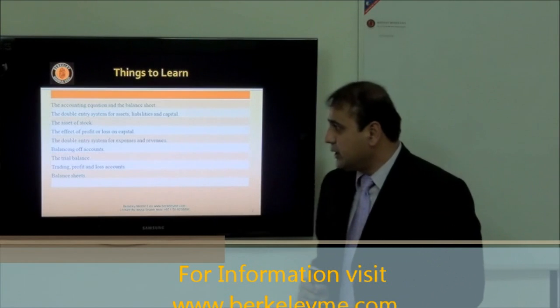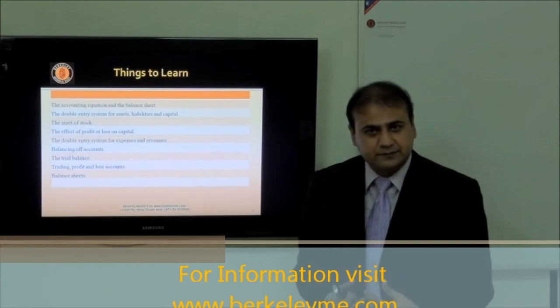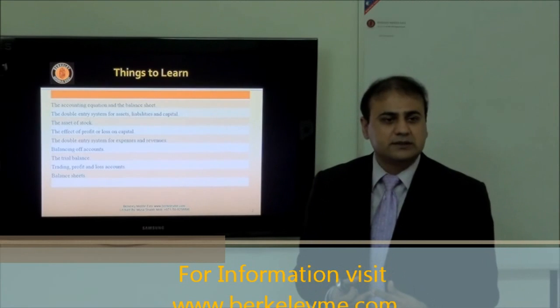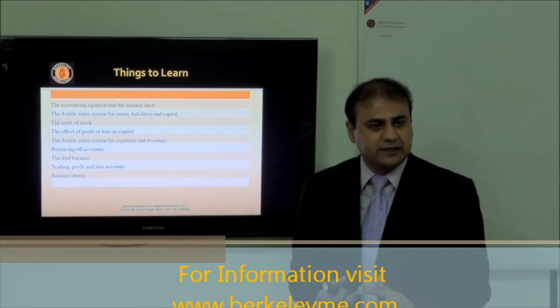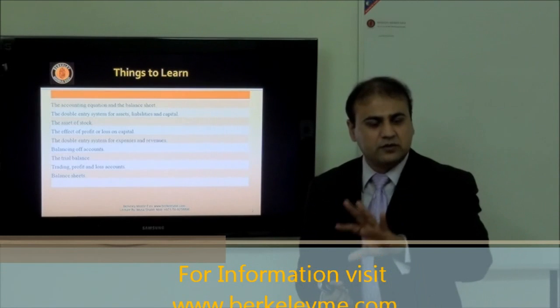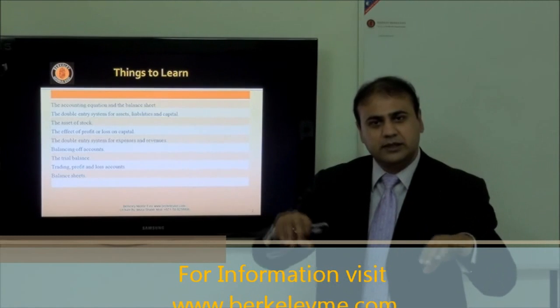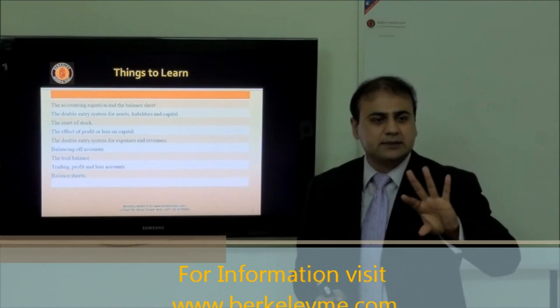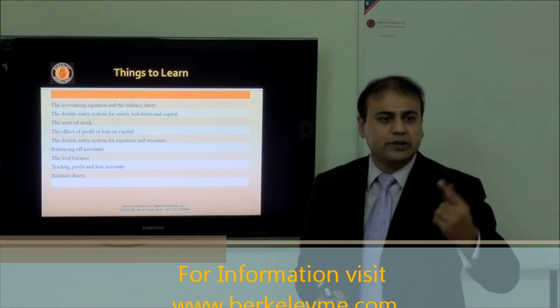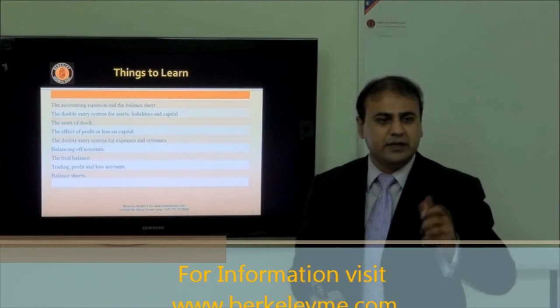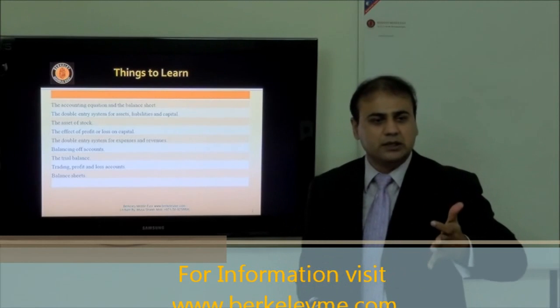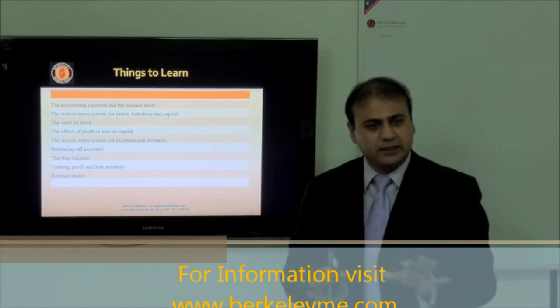Now, we will learn what the double entry system is. Accounting works on a system called double entry. It has dual effects for the same transaction. One is called debit, one is called credit. Debit has certain rules. When to debit? There is no definition of debit and credit. In fact, you have to learn the use of debit and credit.